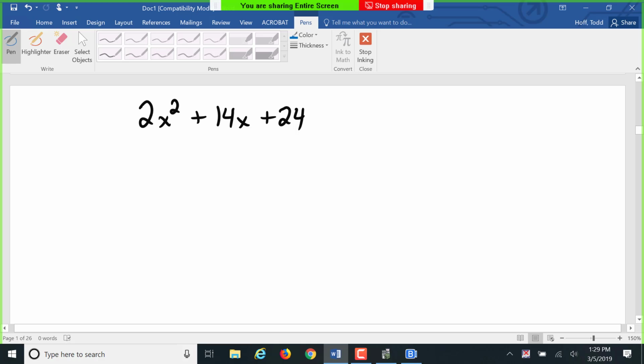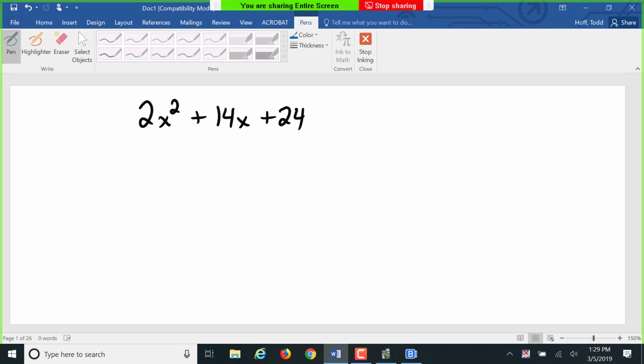All of the ones we've seen so far, the x squared term has had a coefficient of 1. So it's just been x squared. But again, that's not always the case. So here we have a coefficient of 2 on that x squared to make 2x squared.